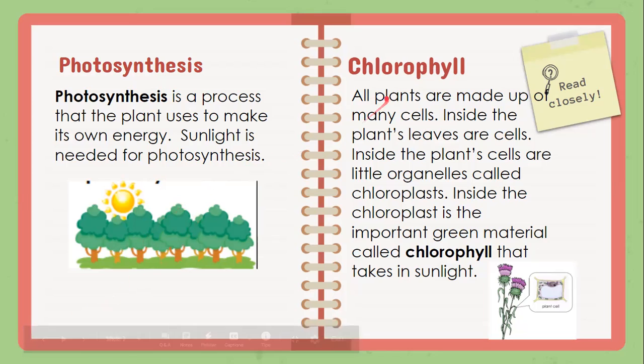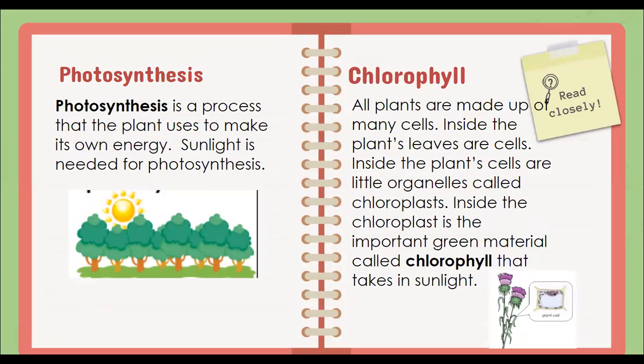Chlorophyll. All plants are made up of many cells. Inside the plant's leaves are cells. Inside the plant cells are little organelles called chloroplasts. Inside the chloroplasts is the important green material called chlorophyll that takes in sunlight.